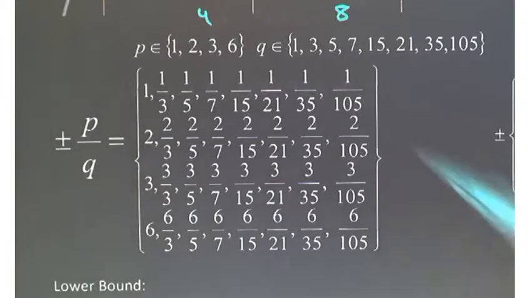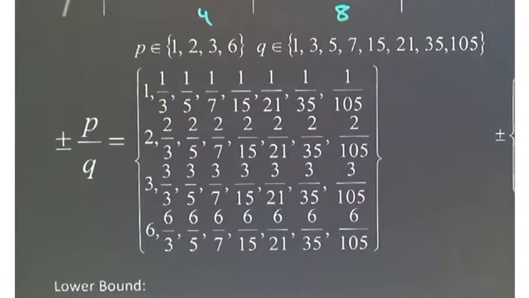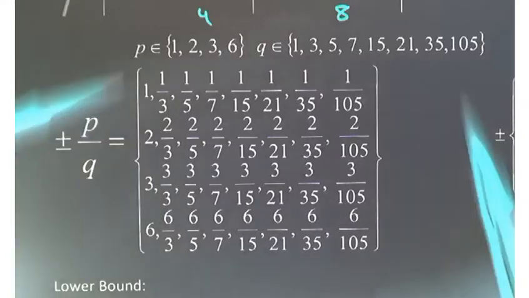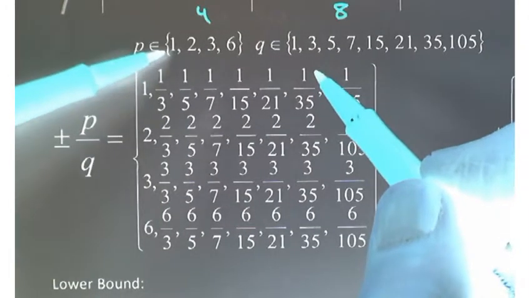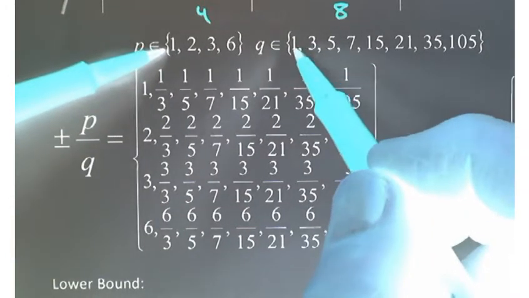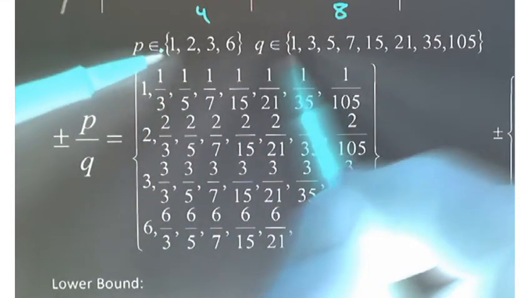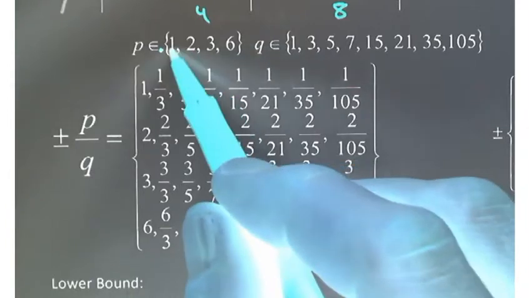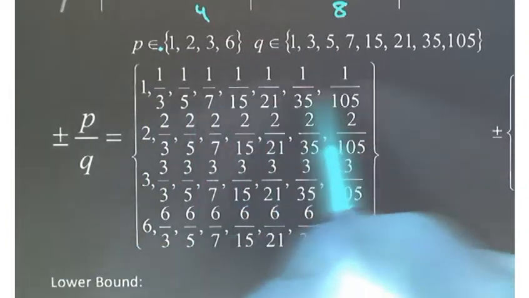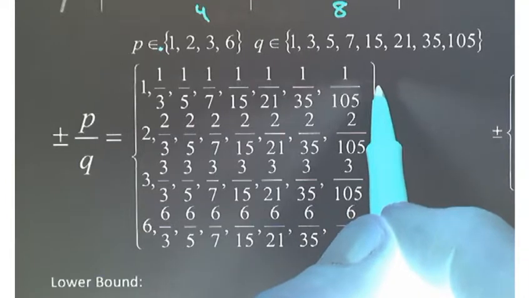So how do I come up with this list then? Well, just one at a time, I grab some values and start working through. So I'll take a value of p, say p equal 1, over a value of q. So 1 over 1 is 1. And then 1 over 3, and then 1 over 5, and 1 over 7, and so on. And so I get these 8 different numbers.